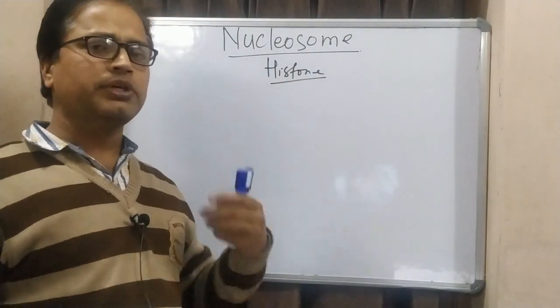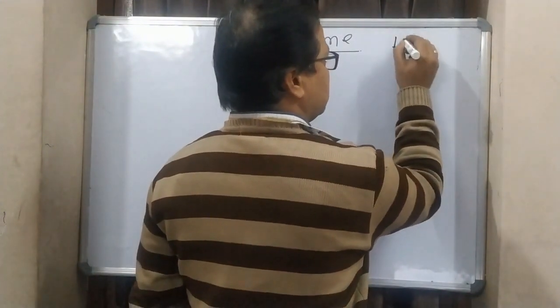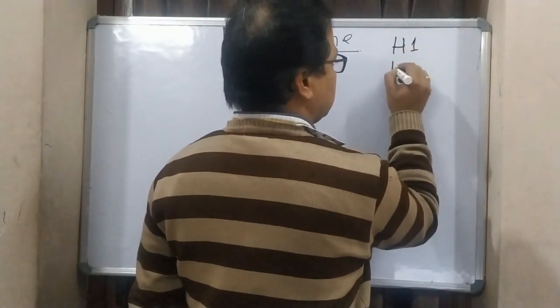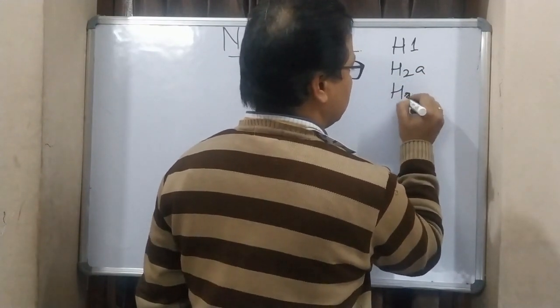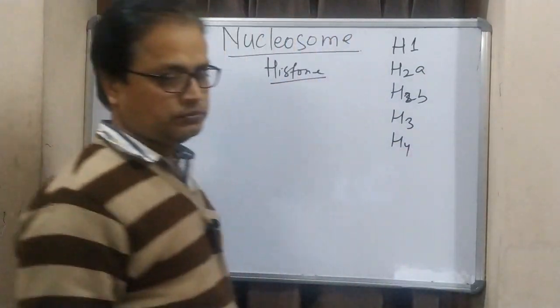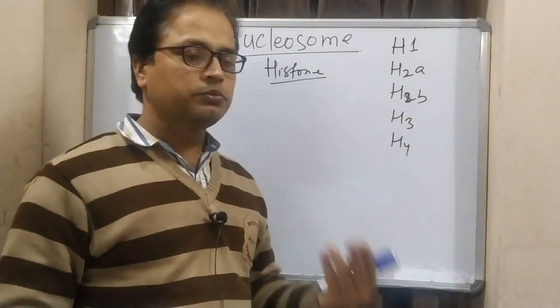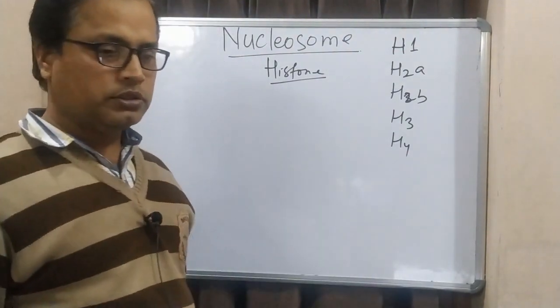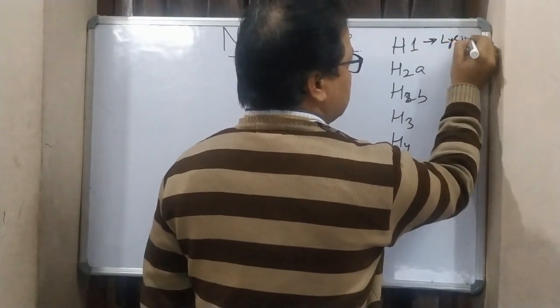Whatever histones we have, basically they are H1, H2A, H2B, H3, H4. These are the 5 important histone proteins. Among these histone proteins, H1 is lysine rich.